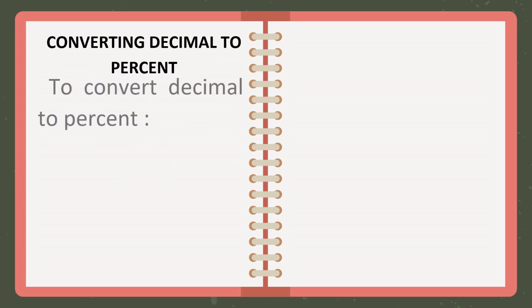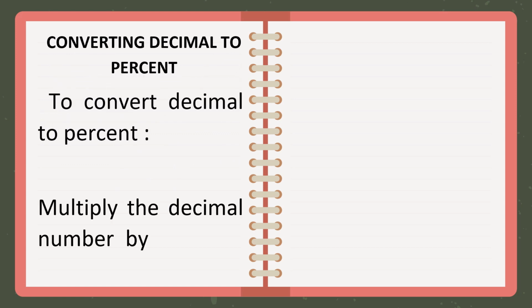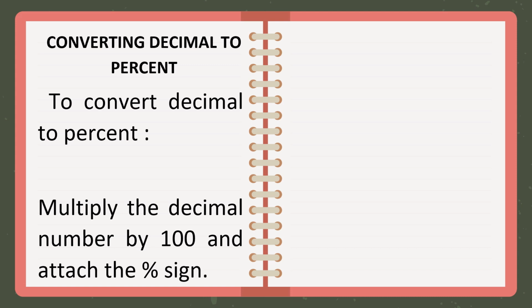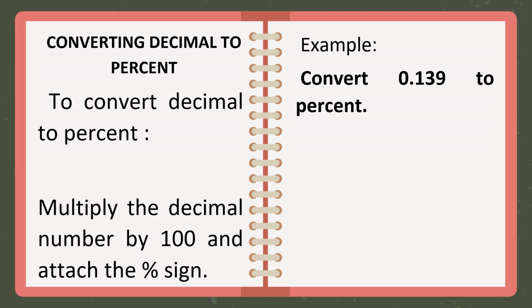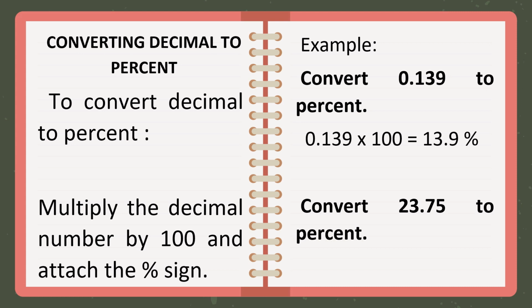Converting decimal to percent. To convert decimal to percent, we multiply the decimal number by 100 and attach the percent sign. Example, convert 0.139 to percent. 0.139 times 100 is equal to 13.9%. Convert 23.75 to percent. We have 23.75 times 100 is equal to 2,375, and then we attach the percent sign.